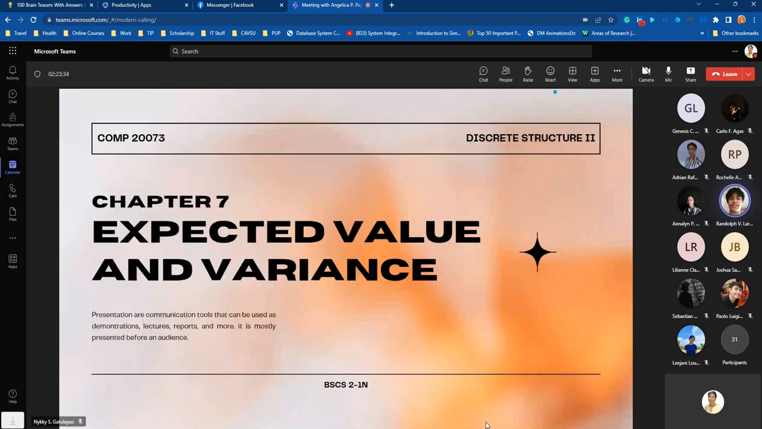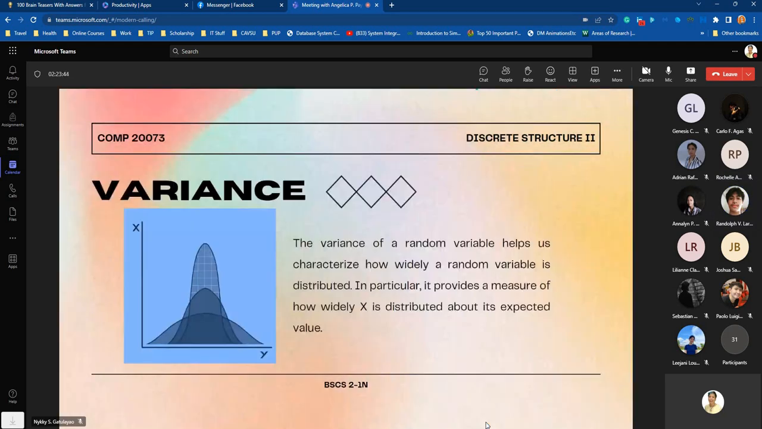Chapter 7, Expected Value and Variance. Next slide. So, since kanina nga is na-discuss na ni Jen yung expected value and random variable, magpo-proceed na tayo sa variance. The variance of a random variable helps us characterize how widely a random variable is distributed. In particular, it provides a measure of how widely X is distributed about its expected value. Next slide.